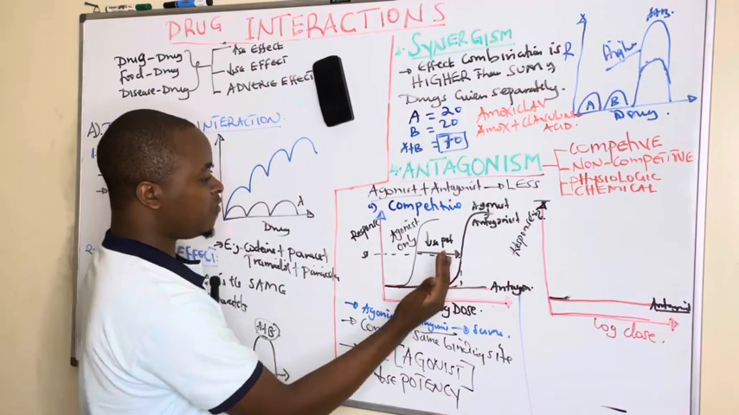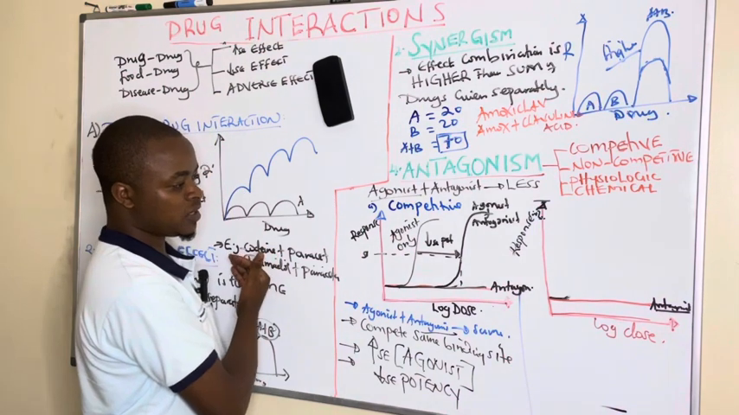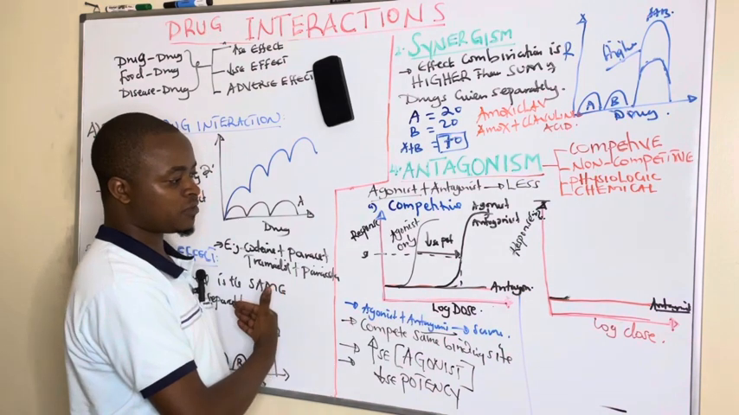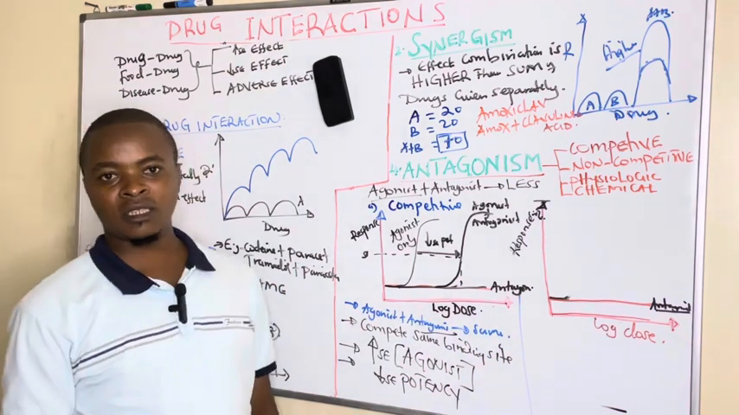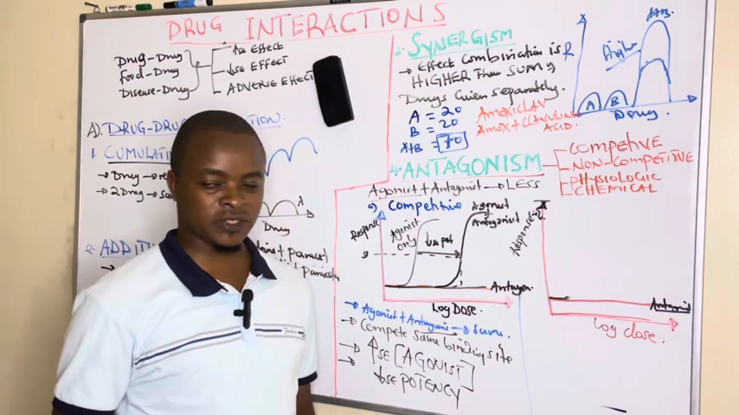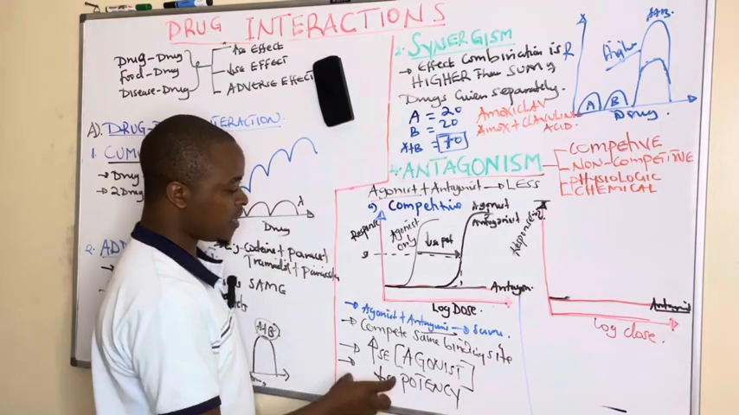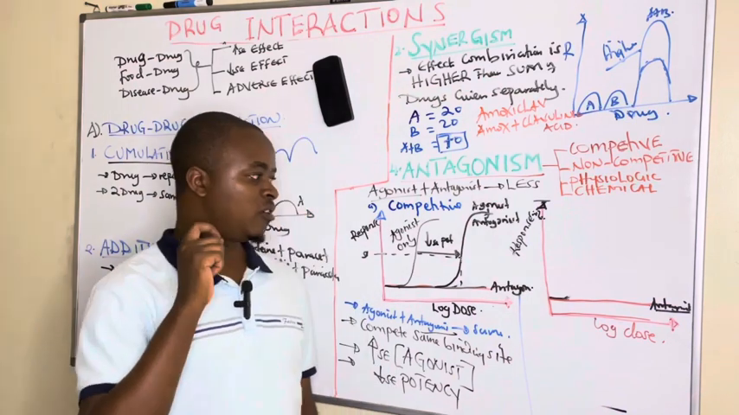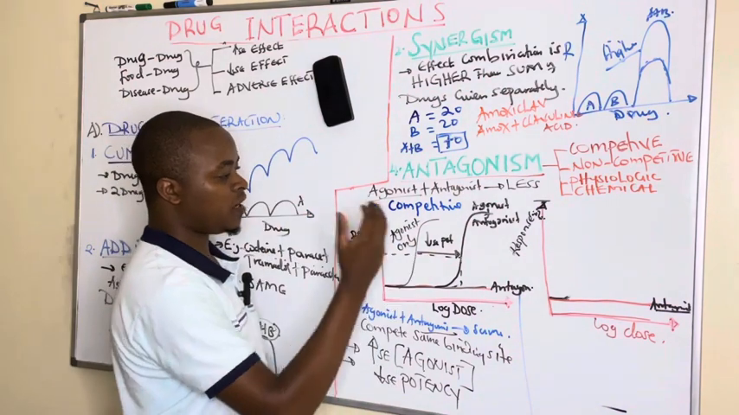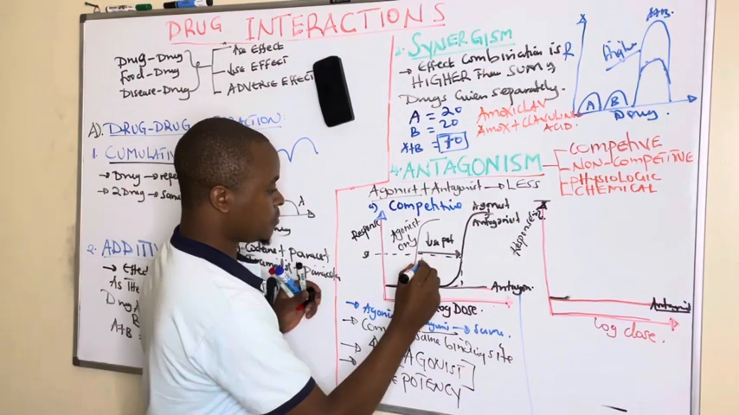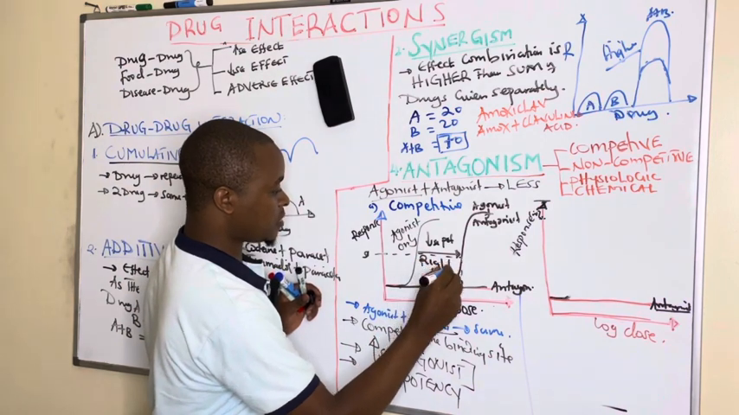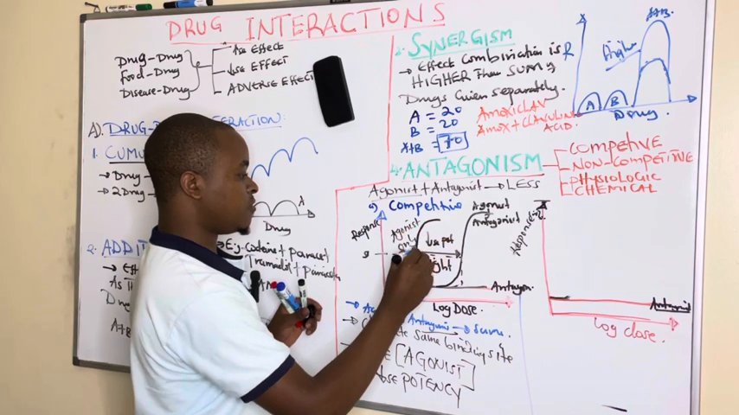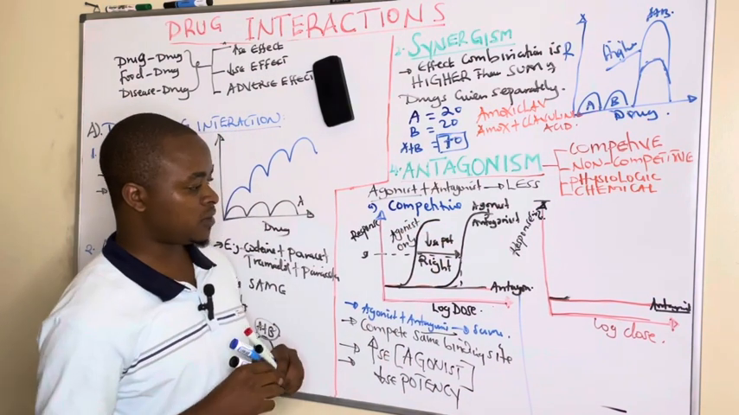When the curve shifts to the left, the potency increases. When it shifts to the right, the potency is decreasing. So the effect of a competitive antagonist is to decrease the potency of the drug by shifting the curve to the right. The curve shifts to the right in the presence of an antagonist.